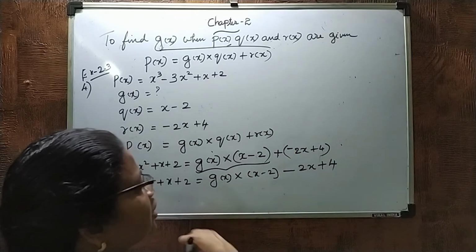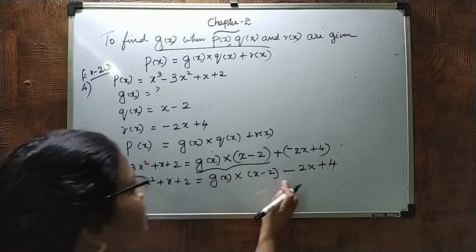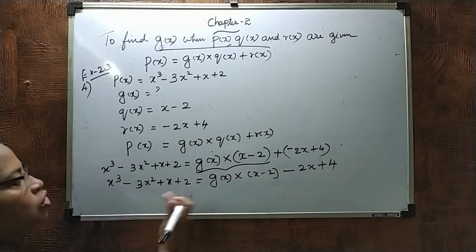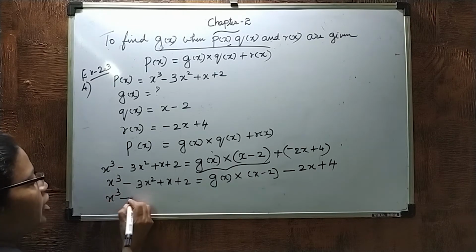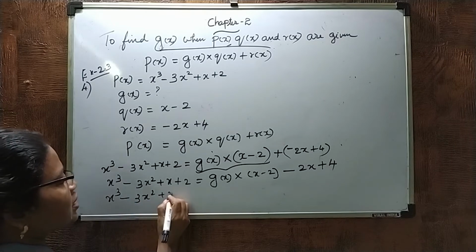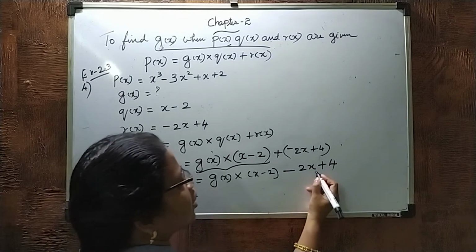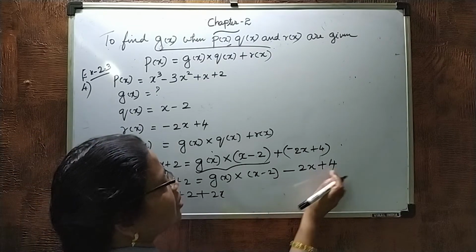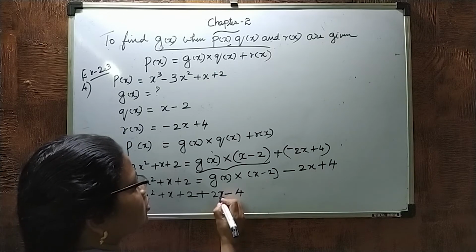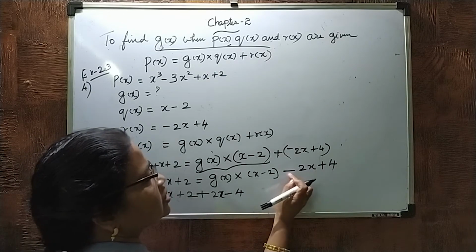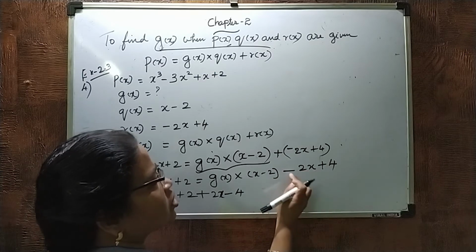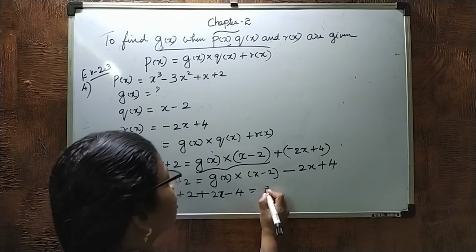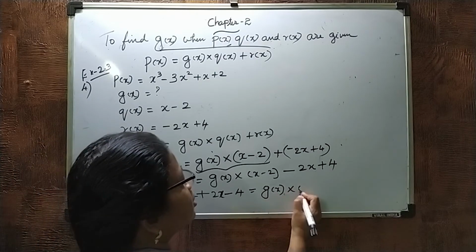Now take this one to the other side, meaning this together to the other side. Here it is subtraction, so we are going to take it to this side. So now look, x cube minus 3x square plus x plus 2: minus 2x comes, so it will be plus 2x, and here plus 4 comes, so it will be minus 4. This 2x is subtracted from here, so minus 2x becomes plus 2x, and plus 4 becomes minus 4, equal to g of x into x minus 2.